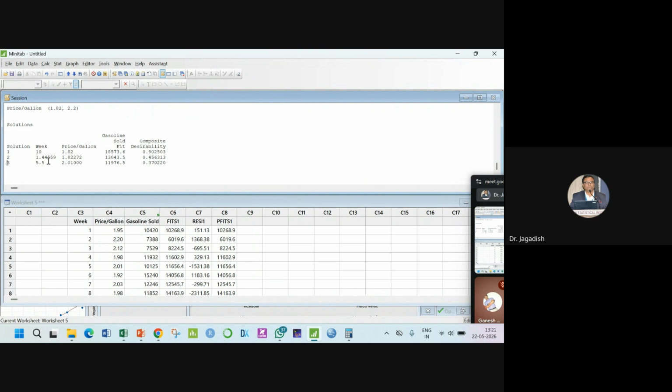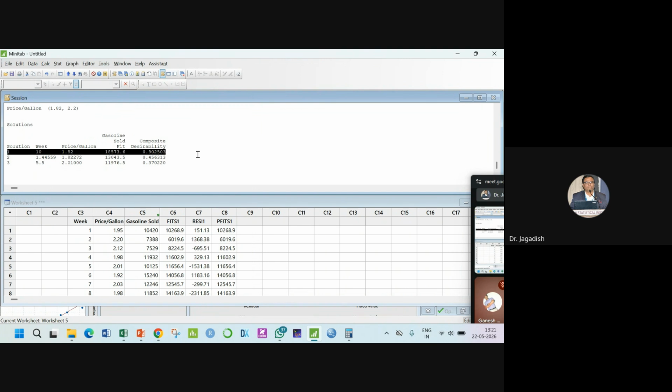Yes, the highest solution is week number 10. If you keep the price at 1.82 per gallon, then the highest sales will be possible. But if you keep 2.01, then in the fifth week you may get this much selling. So the solution with the desirability function closer to one is the one we have to take. So this is the optimal solution for this problem.